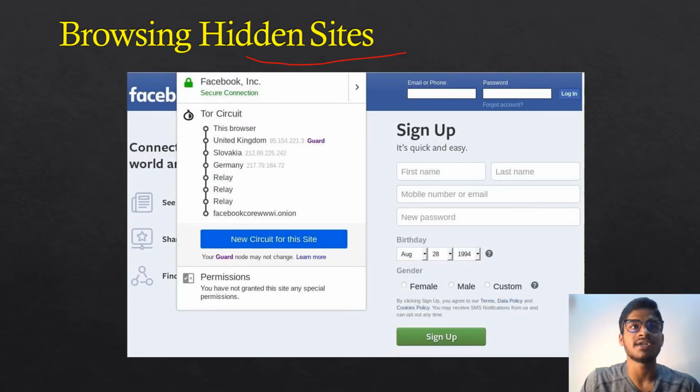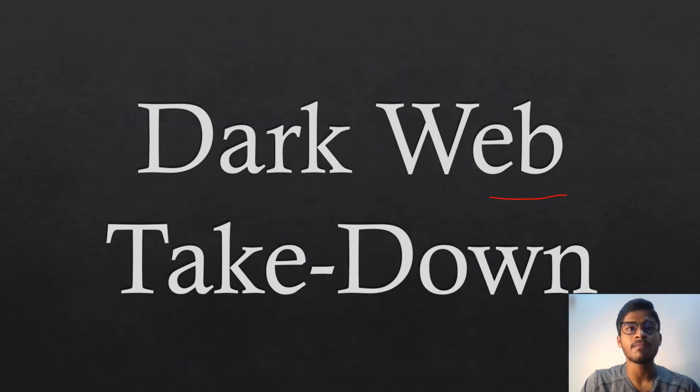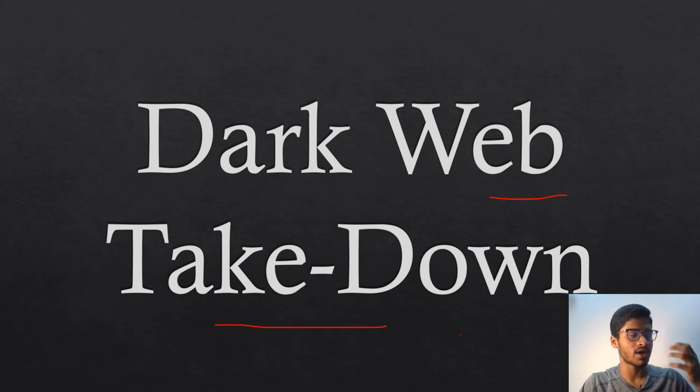Browsing hidden sites. How can you browse hidden sites? See, Facebook is also available on Tor. The dark web version is also available. So, dark web takedown. We have understood what exactly is the dark web, how the dark web is accessed, which browser is used, what is Tor, what is the onion router, and how the onion router works. Now we'll just talk about the dark web takedowns.